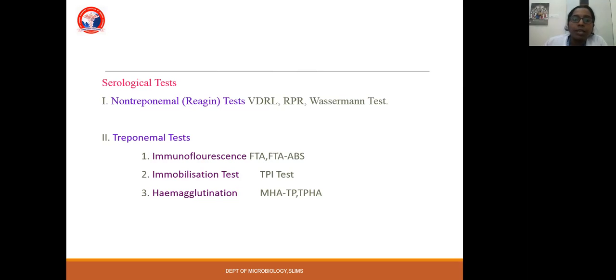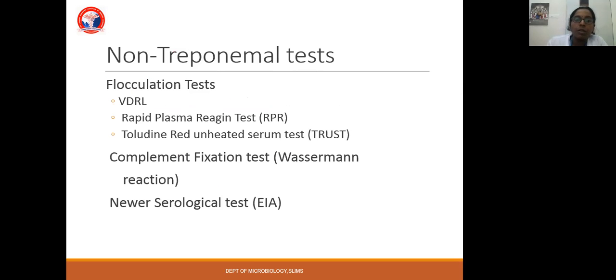Okay, so basically we have specific and non-specific tests. We do only the non-specific test first, and for confirmation we do the specific tests, which are the Treponema pallidum immobilization test, the fluorescent Treponema pallidum antibody absorption test, and then the Treponema pallidum hemagglutination assay. So these are the various tests which we do.